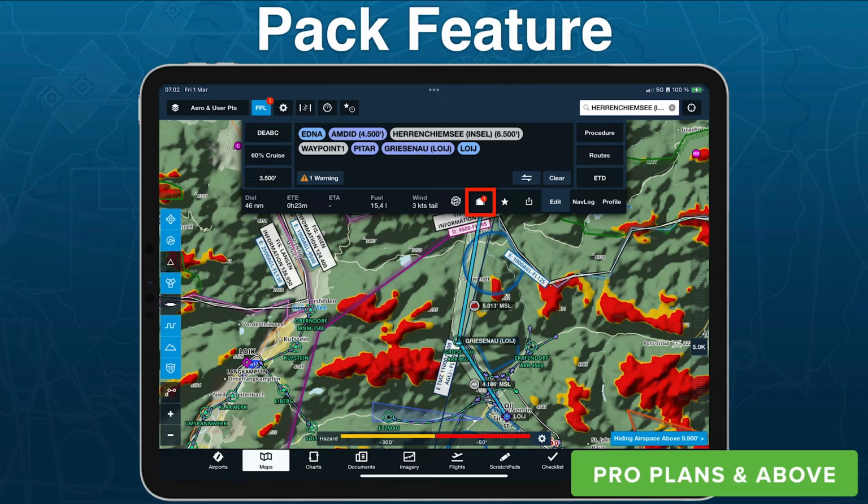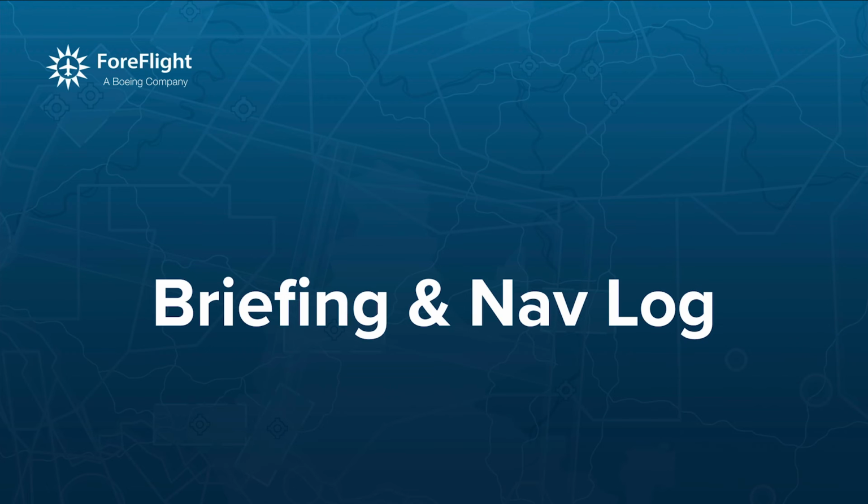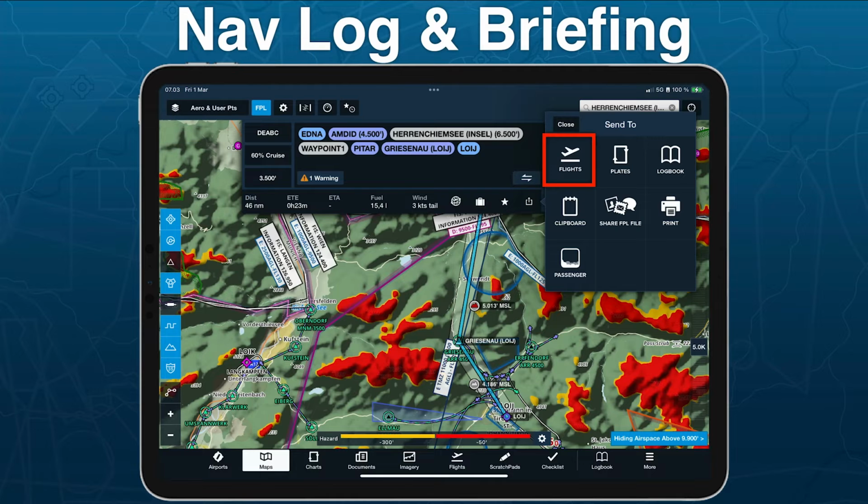The next helpful tool is a pack feature when planning a flight. What you can do is download information from the internet and store it in temporary storage on your iPad, so that you have that information available during the flight without internet connectivity. It's recommended to update the pack before you take off, as close as possible to the departure time. That leads us to the next point, briefing and navlog.